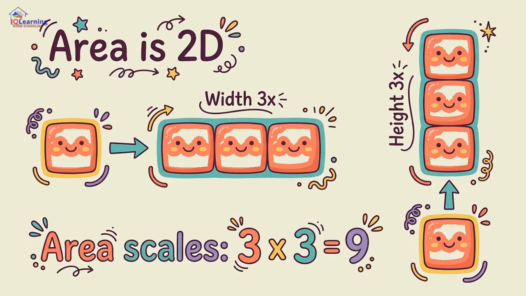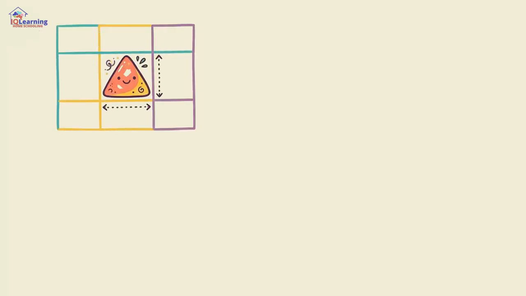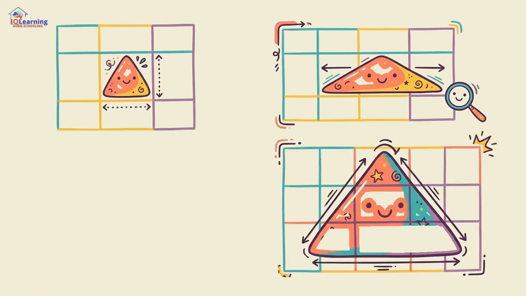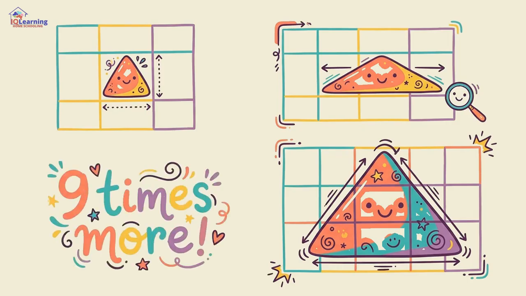You can see this on a grid. Start with a small triangle, stretch it horizontally by 3. Now stretch it vertically by 3. Suddenly the shape covers way more squares than before. Not 3 times more, 9 times more.